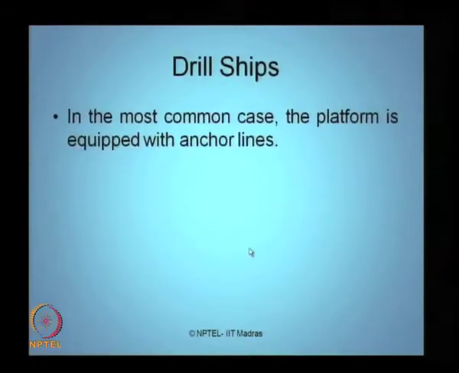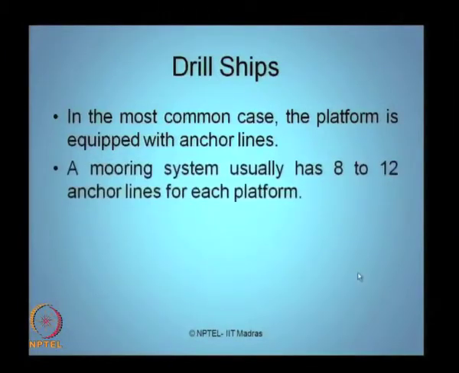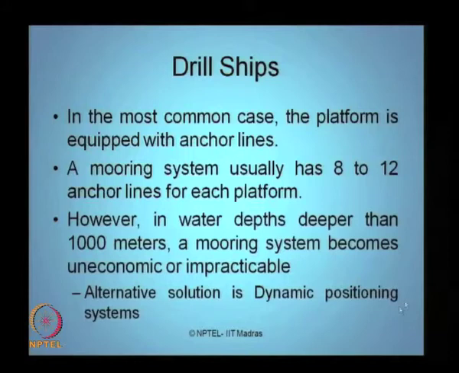In most common cases, the platform is generally equipped with anchor lines. A mooring system generally of this order has about 8 to 12 anchor lines for each platform. However, in water depths deeper than 1000 meters, a mooring system becomes uneconomical or impracticable. Now, one may wonder, what do we do if we want to go for drilling beyond 1000 meters? Obviously, the alternate solution is the dynamic positioning system.